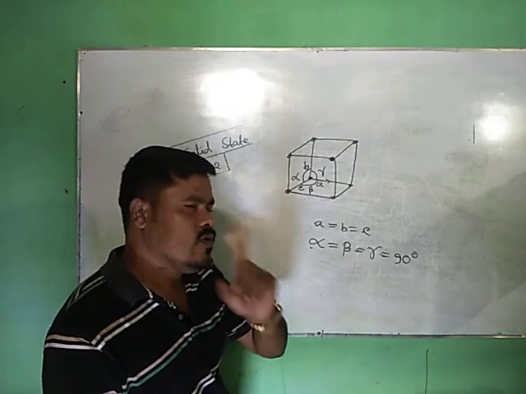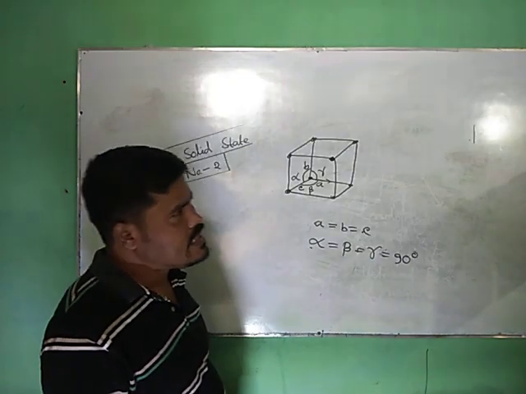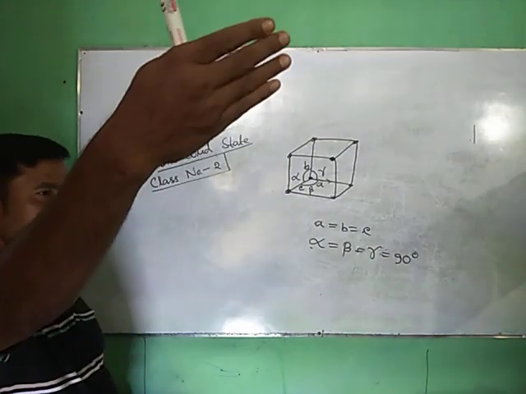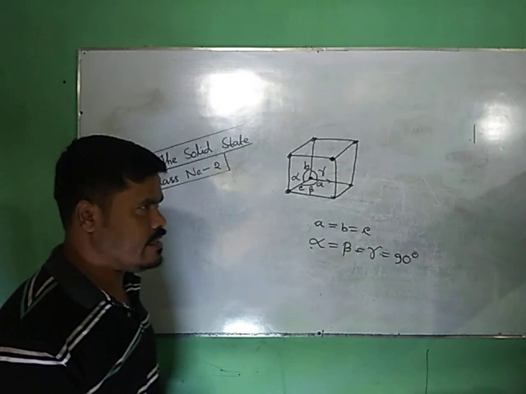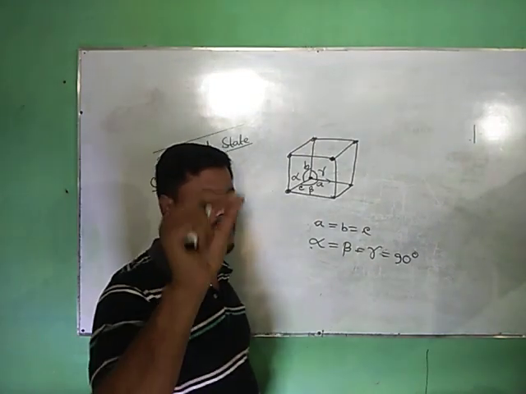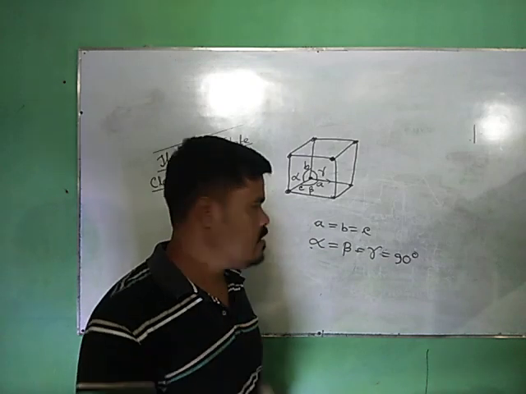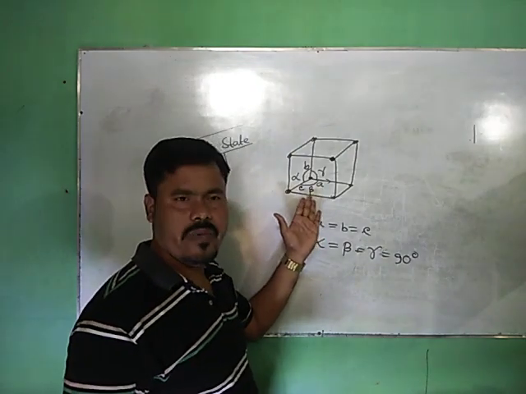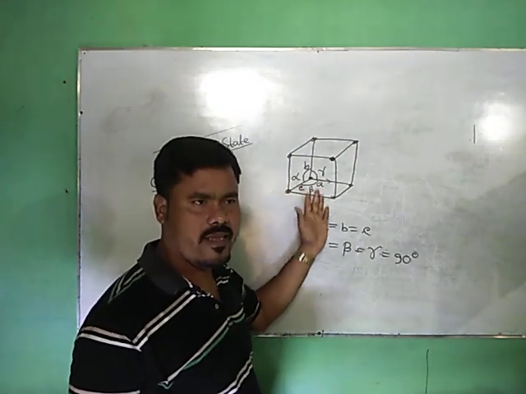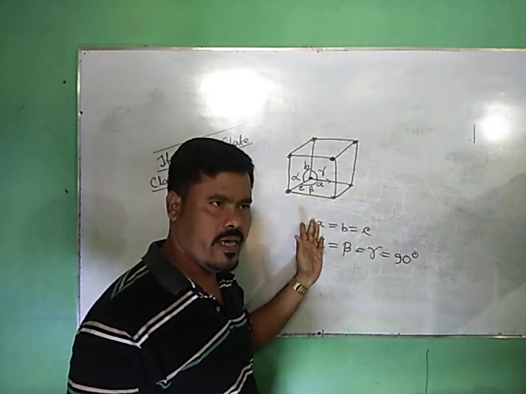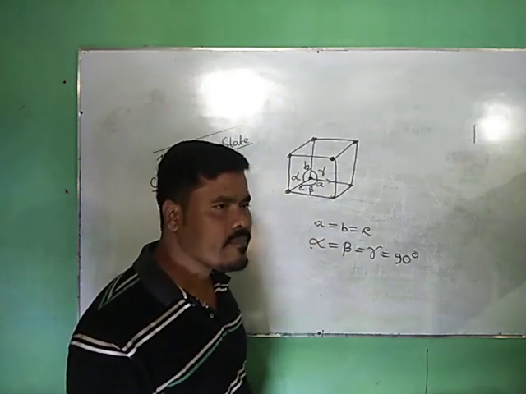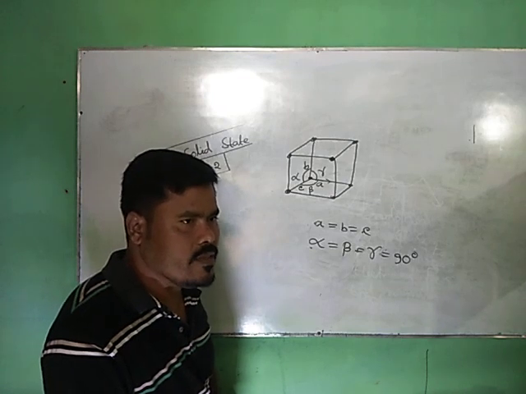So there will be seven types of unit cell. I'll discuss that later on. Now come to the point: the definition of a unit cell, that is, the parameters of a unit cell which are used to characterize it.